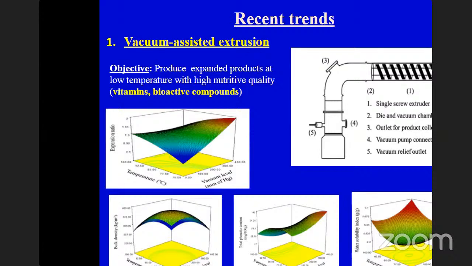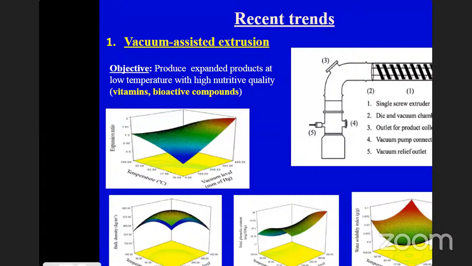Whereas bulk density and water solubility index showed a contradicted trend with increasing the vacuum level. So this technique allows producing expanded product at relatively low temperature with high nutritive quality.